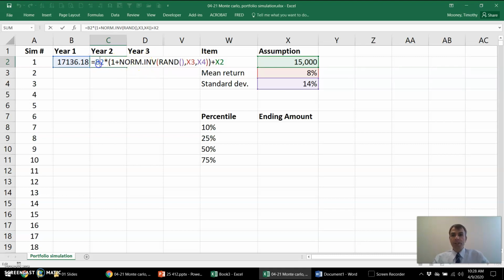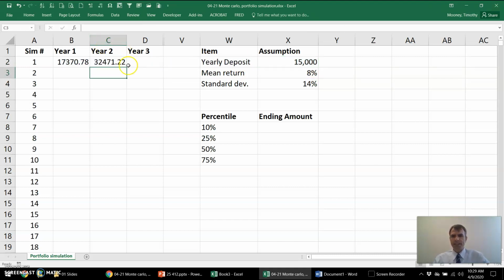So what I'll do is we want to keep this cell reference to B2, the previous balance, relative, not locked, not absolute. But let's lock the mean, the standard deviation, and the annual deposits. All right. So in the next video, we'll build out this model and see what we'll do with it, and then also talk about how it can form the basis for the 5th assignment.